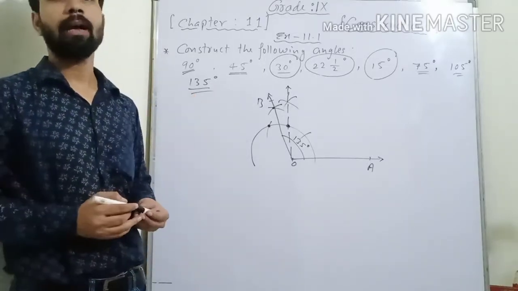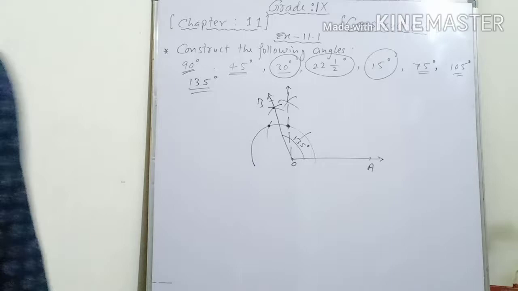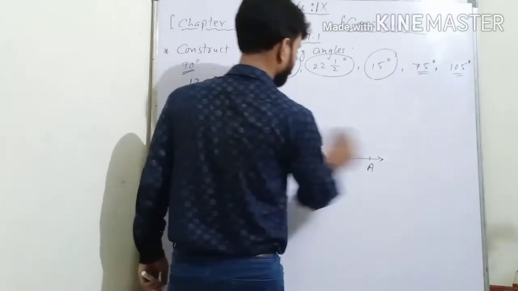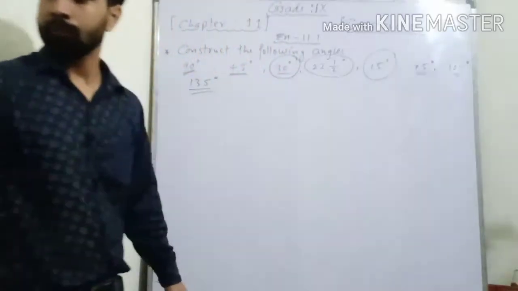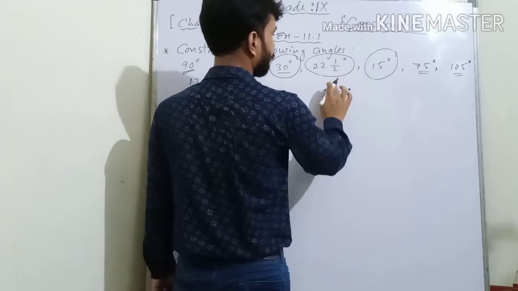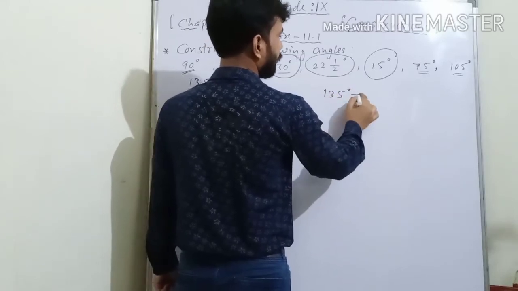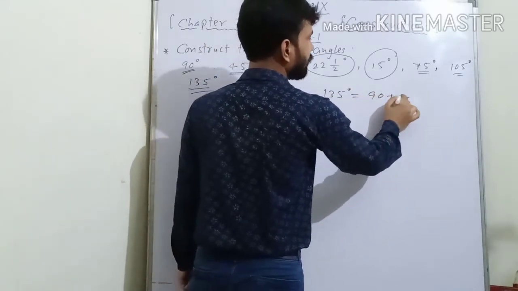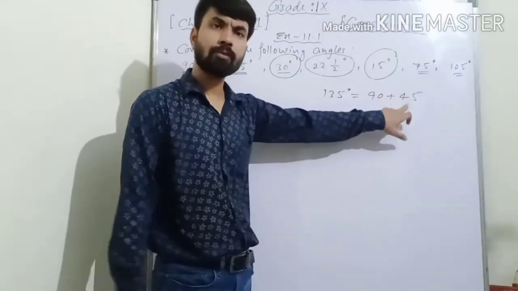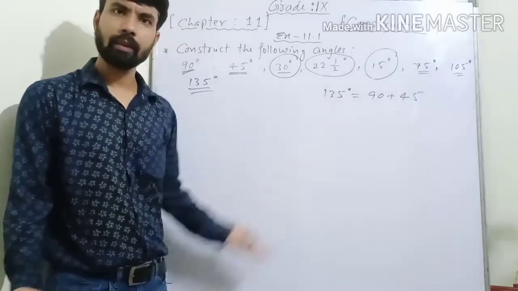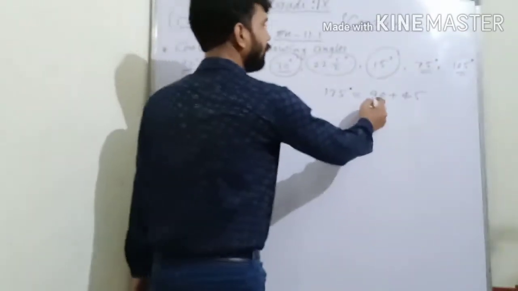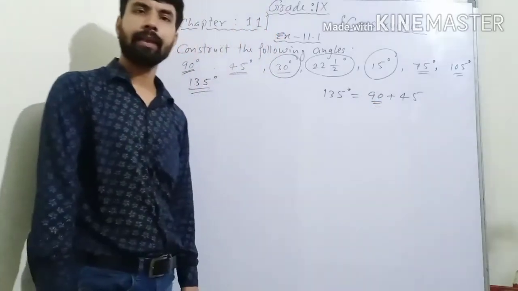135 degree we will have to draw. So how can we draw 135? See here. Beta, 135 degree. It is 90 plus 45 or not? 90 plus 45, we will get 135. Understood? Great. So first of all, we will draw a 90 degree angle.